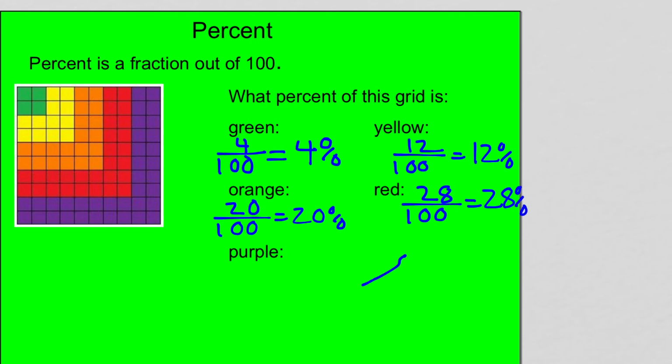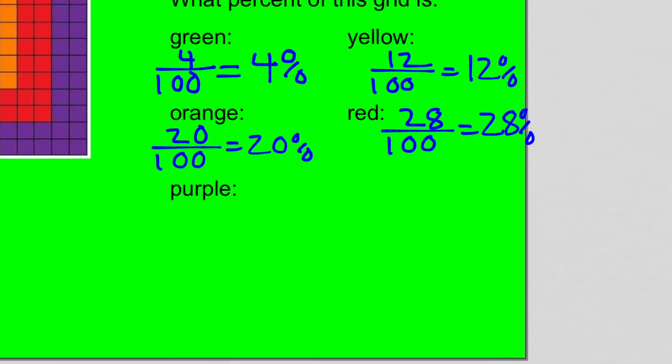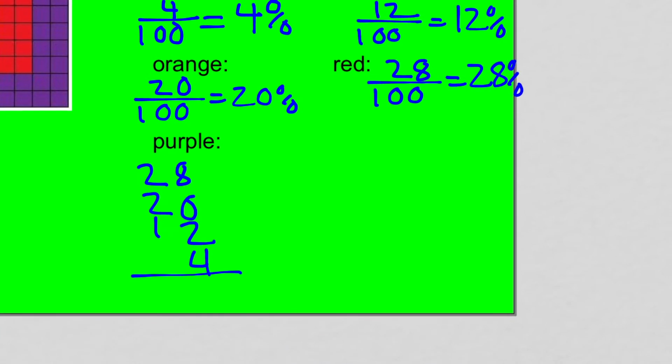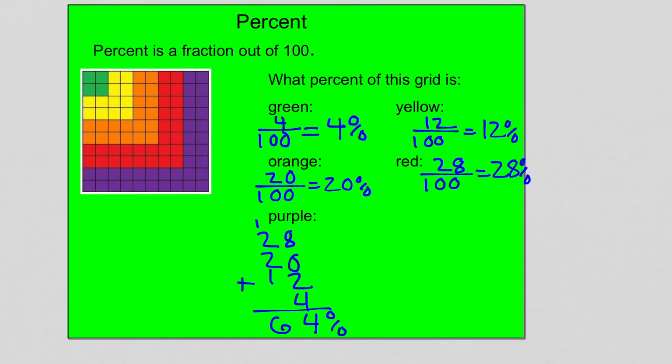Now, all the remaining squares are purple, right? So I could count up all the purple squares, or I could add up what percents I've already used and then subtract from 100. So I've already got 28%, 20%, 12%, 4%. That adds up to 64%. That's all the percents that are not purple.